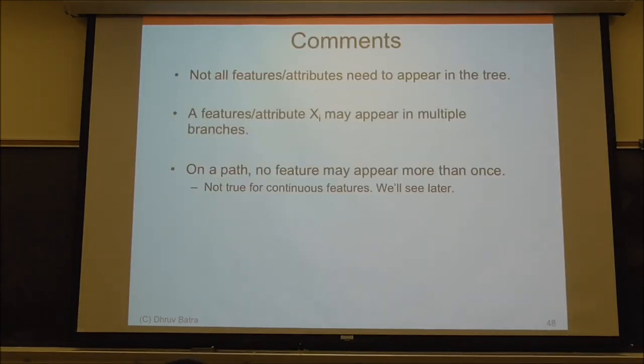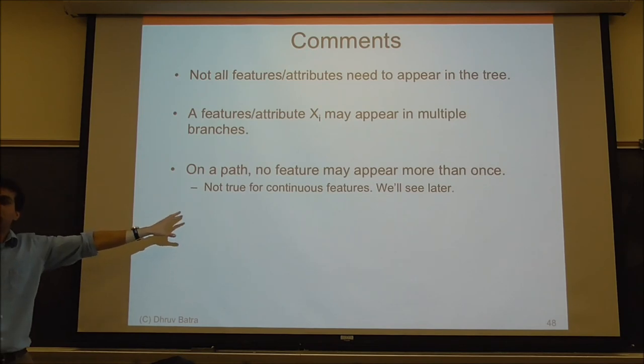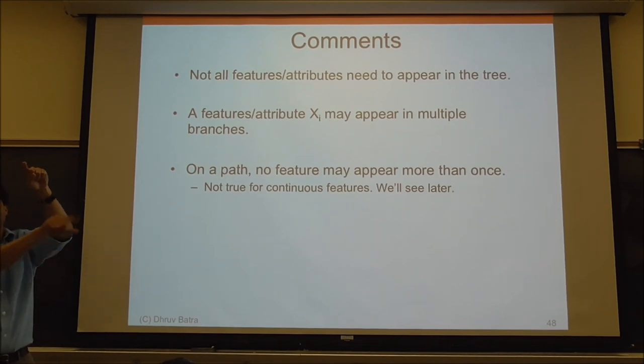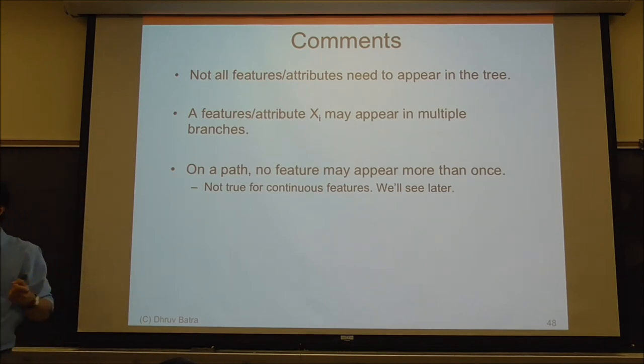But here's something that may not happen. On any path, no feature will appear more than once. This is true for discrete features, not actually for continuous features, but we'll come back to that later. On discrete features, it's pretty clear why you should never do this. If you've already conditioned on some feature equal to value 3, downstream there's no data that is ever coming this way with that feature equal to some other value. There's no point in doing so.